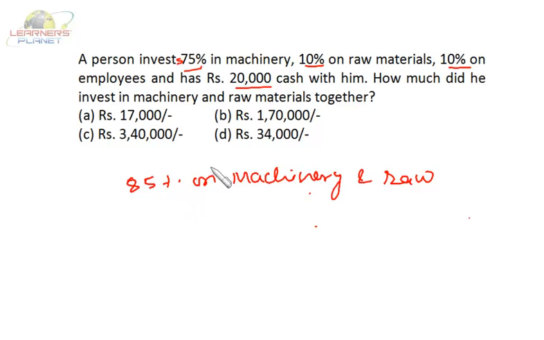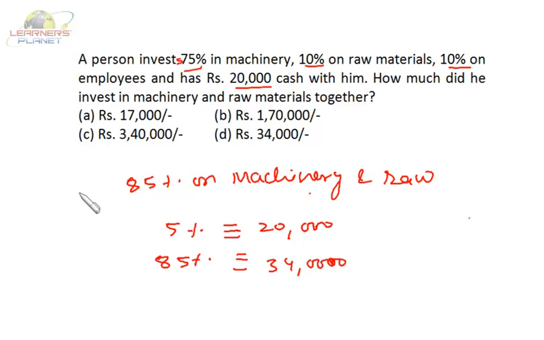Now, in all, his spending is 75 plus 10, 85 plus 10, 95%. And he is left with 5%, and 5% is actually 20,000. So 5% is 20,000, and we have to calculate 85%. Now 5% is 20,000, and 85% is 17 times of 5. That means 85% will be 17 times of 20,000, so that will be 3,40,000. I hope you are clear. So 3,40,000 will be the correct choice.